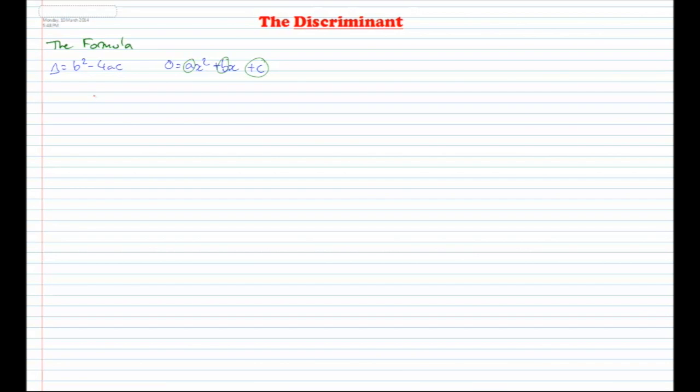Now you might think this looks familiar, and it actually is, because we know that for the quadratic formula you've got x equals negative b plus or minus the square root of b squared subtract 4ac, over 2a. And of course, as you can see here, the b squared subtract 4ac is exactly the same as what we've got here for the discriminant.